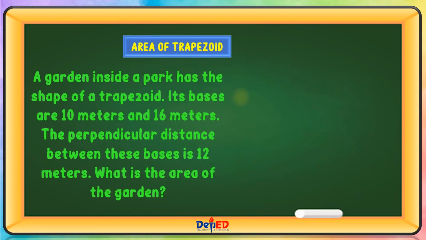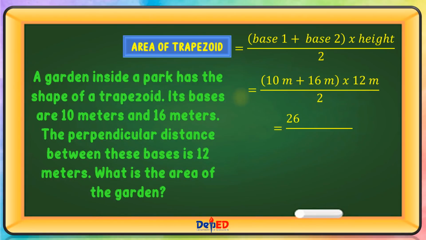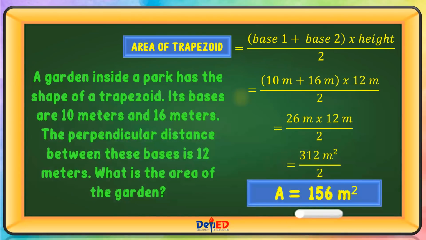Area of trapezoid, ang formula natin ay base 1 plus base 2 times height divided by 2. Base 1 at base 2 ay mayroong 10 meters plus 16 meters times 12 meters divided by 2. 10 plus 16 meters equals 26 meters times 12 meters divided by 2. 26 times 12 equals 312 square meters divided by 2 equals 156 square meters.